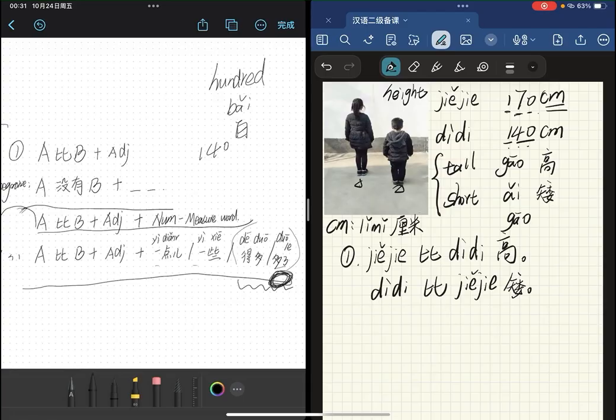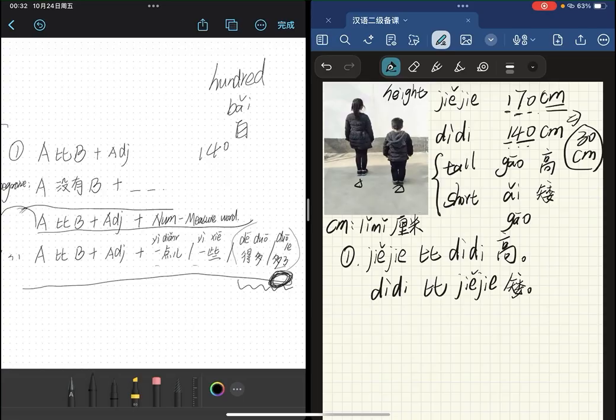So now we know the heights of 姐姐 and 弟弟, so we can calculate the height difference. The specific height difference is 170 minus 140, which equals 30 centimeters, 30厘米. That's a number-measure word phrase, right? 30厘米. So this is a specific difference.